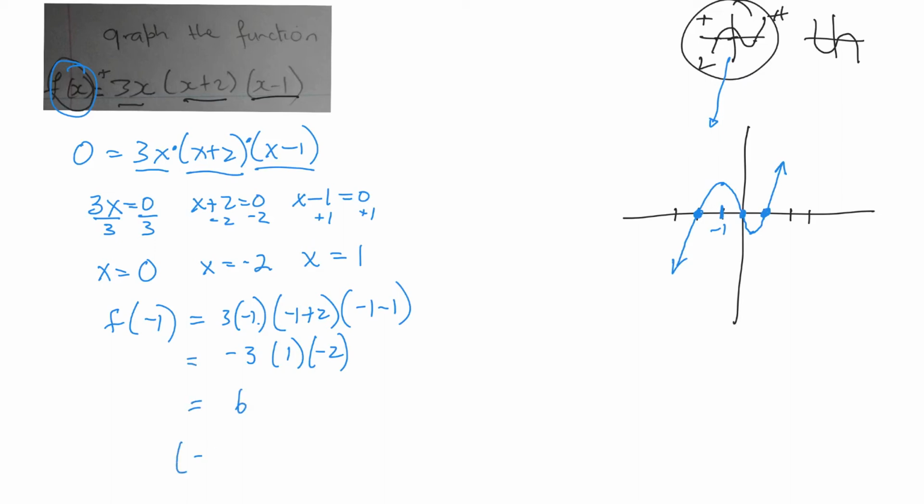So at an x value of negative 1, the y value is 6. So that point right there has to be up 6. All right, hopefully that helps you graph that cubic function.